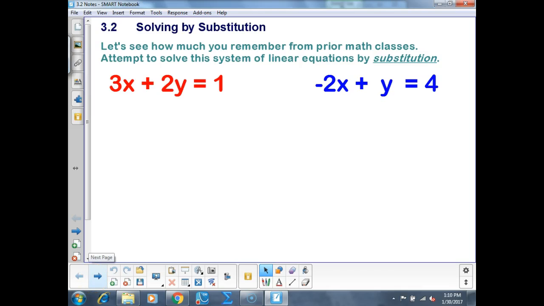All right, so we did 3-1, which was graphing. That's one of the methods we have for solving systems of equations. We have 4 more to get through. Today we're going to hit up substitution.